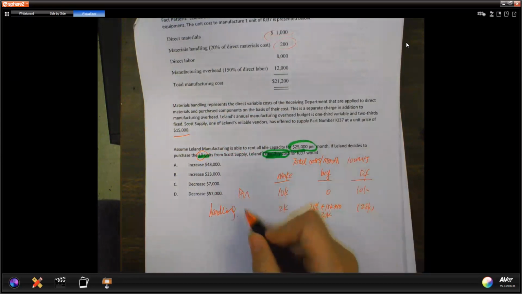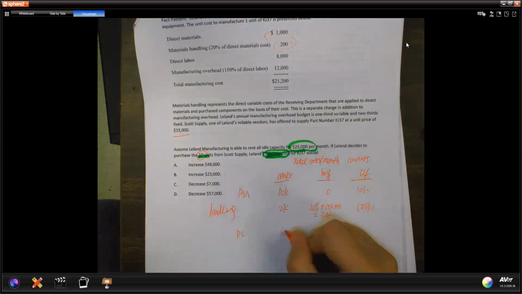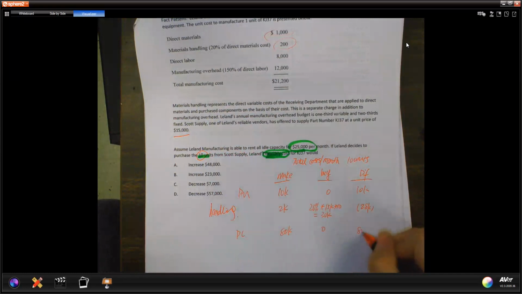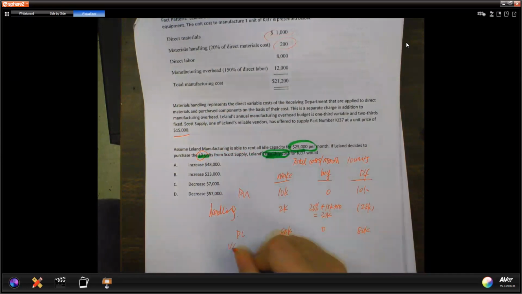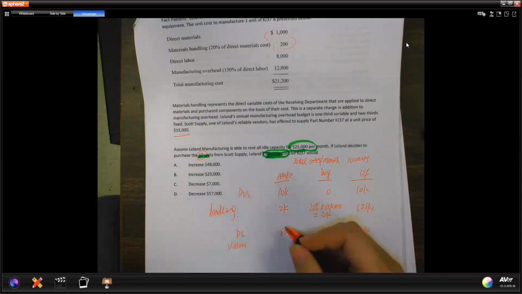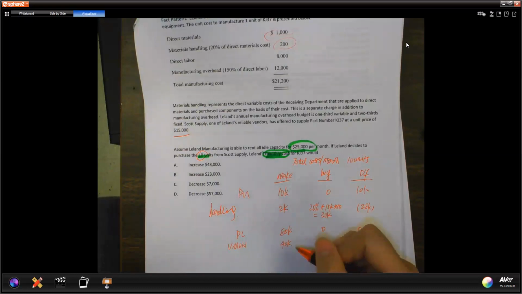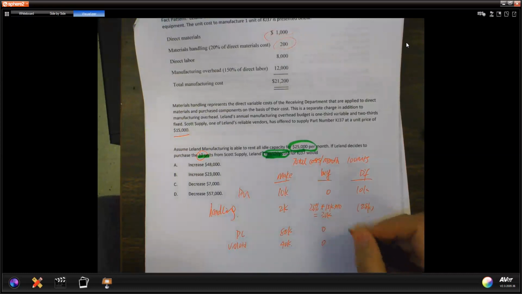And then you have direct labor, which gives you 80,000 here, and then you have the variable manufacturing overhead. We talked about that. It's 40,000 here, and then your buying is 0, so this is your 40,000 here.